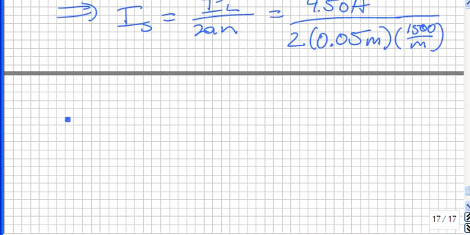Okay, so relatively simple expression. I can solve for this. I find that the solenoid current that is required is 0.030 amps, or 30 milliamps.